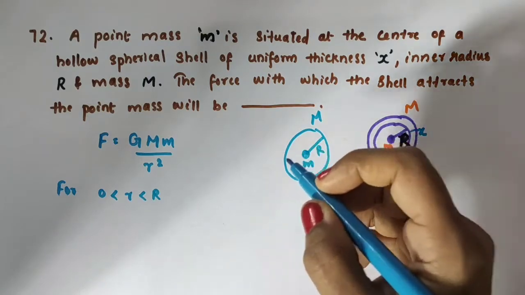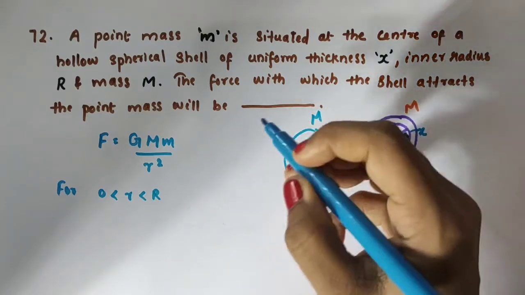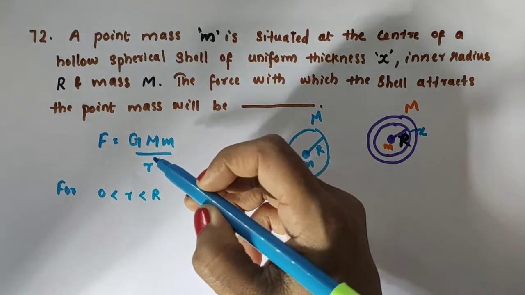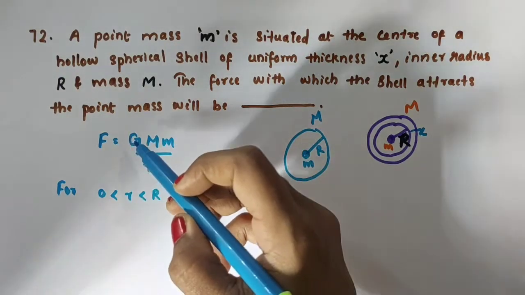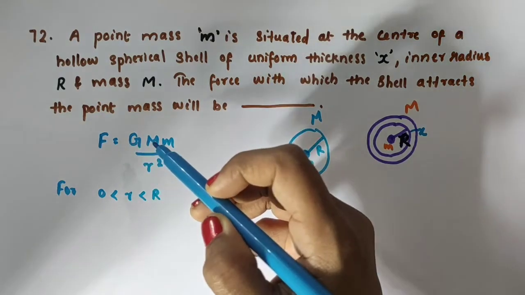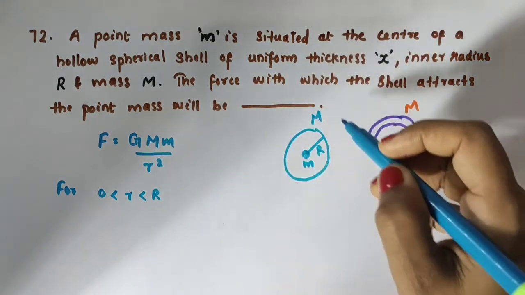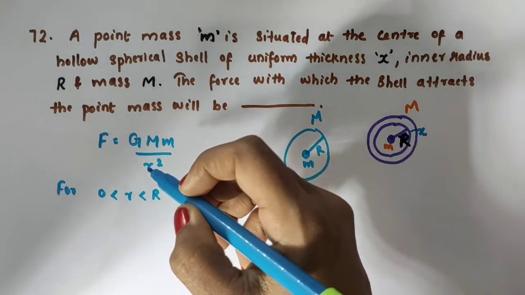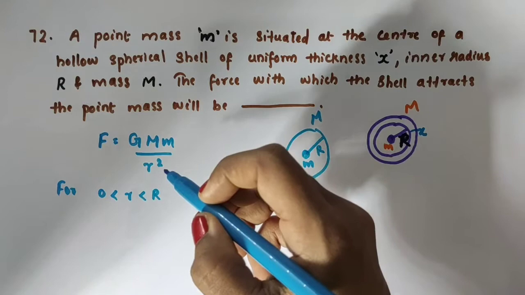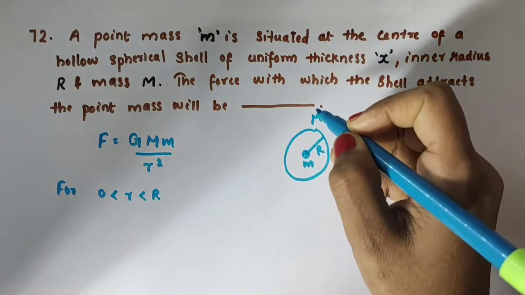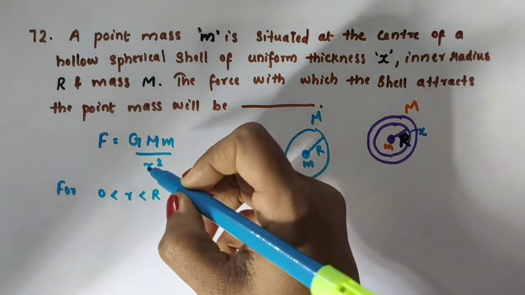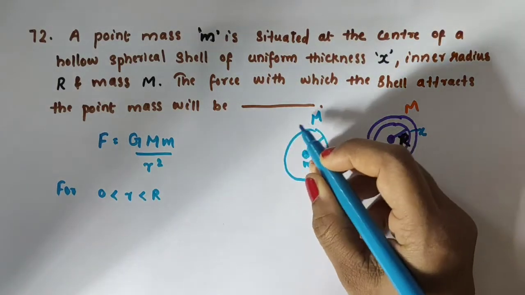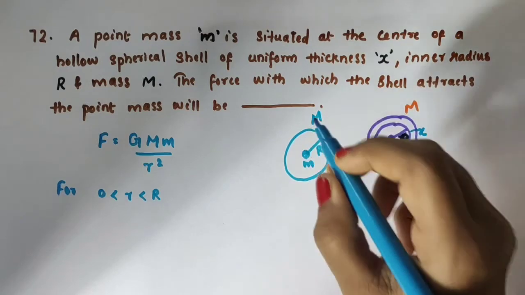Okay, the gravitational force between a hollow spherical shell and a point mass is F = GMm/R², where F is the force, capital G is the universal gravitational constant, capital M is the mass of the spherical shell, small m is the mass of this point mass, and R is the distance of separation between this point mass and the spherical shell. Usually this R is measured from the center of the two bodies, that is, the distance from the center of this mass to the center of the spherical shell in general.